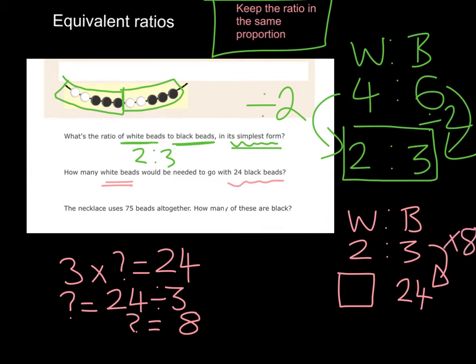3 times 8 is definitely 24. Now I know what I'm multiplying by to scale it up. I'd need to keep it in proportion, so I need to times the other side by 8 as well. That's the equivalent ratios, and that would give me 16. So I would need 16 white for 24 black. Now, if I think about that logically as well, there needs to be less black than white, so it is a sensible answer as well.